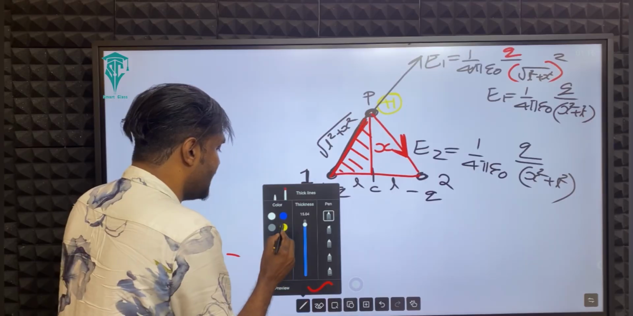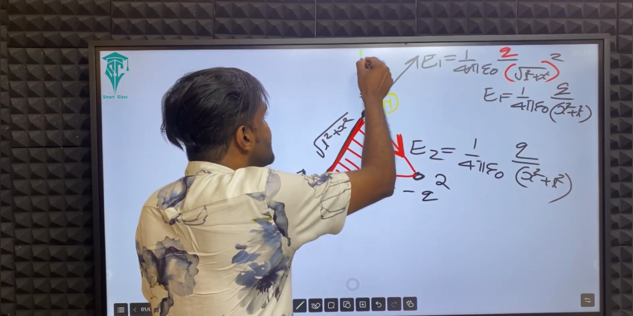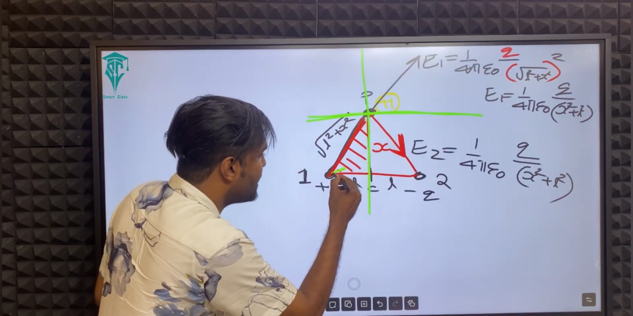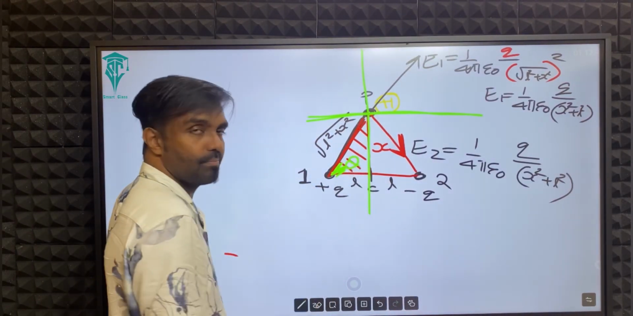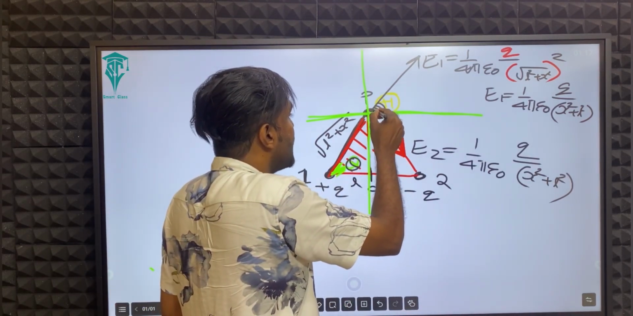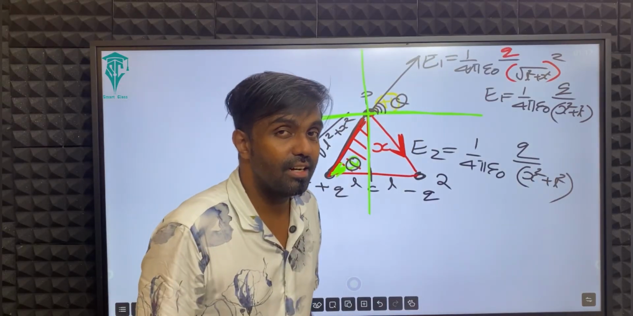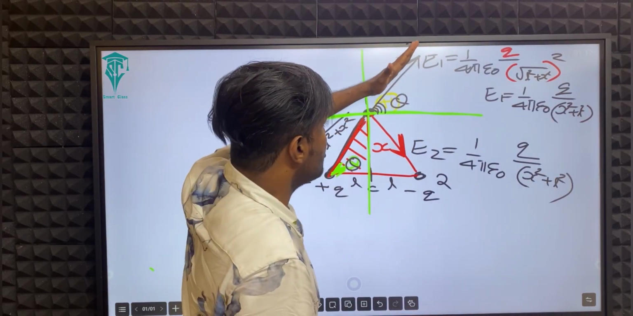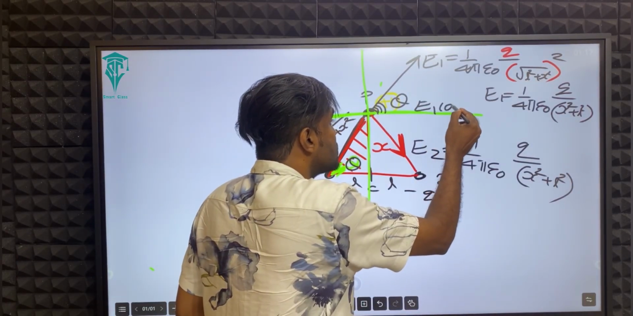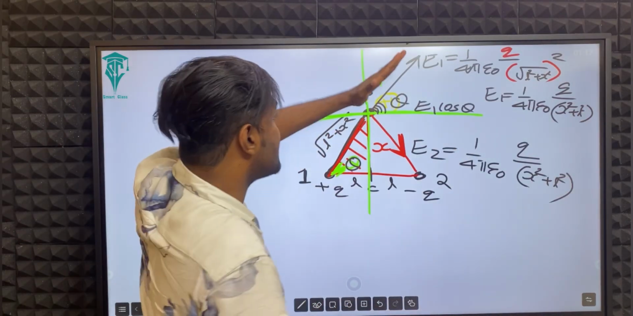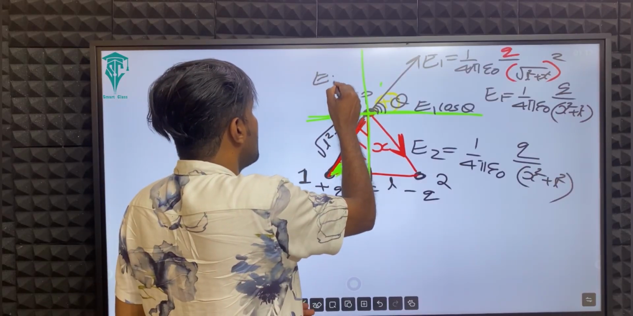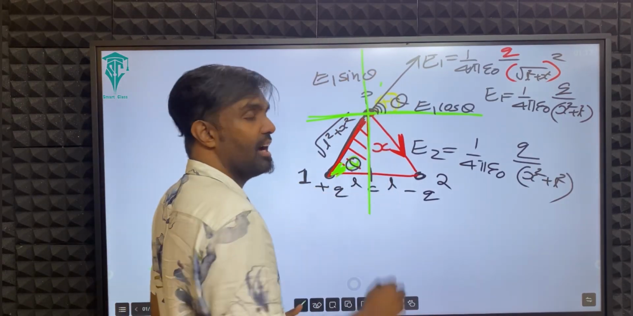Listen here, please. Let us consider two axes over here. Guys, please listen. Here we have the angle theta. Clear? The same angle theta comes here also, guys. And E1 will resolve in this direction as E1 cos theta, and the same E1 will resolve here as E1 sin theta.